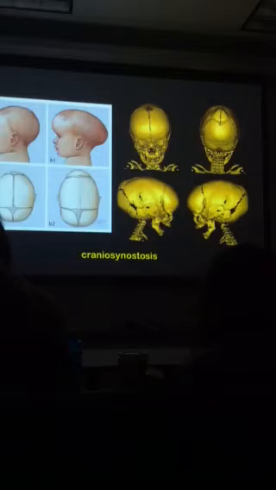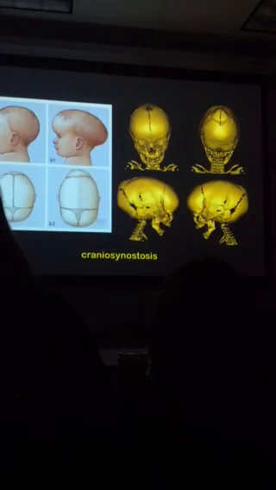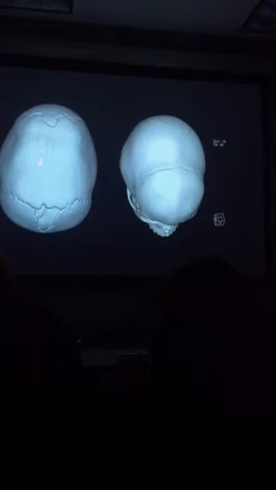Okay? So the baby's head is still growing, but if this suture closes, it can only grow front to back. So they get this kind of shaped head, and that's what happened here, premature closure of the sagittal suture. And they get this elongated skull. If the coronal suture closes too quickly, then they get a wide, round head.